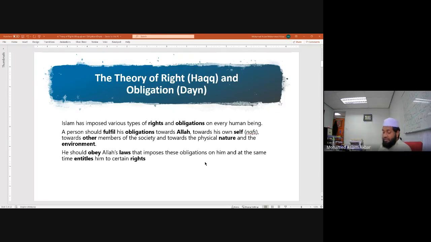We need to change our life, because we have to answer. So this is what we have here. It's called towards the physical nature and the environment. He should obey Allah's laws that impose these obligations on him, and at the same time entitle him to certain rights. So these are obligations that we have towards Allah, our own self, other members of the society, the family and wider society, and then the nature. At the same time, he should obey Allah subhanahu wa ta'ala's laws, and then there are also some entitlements, some rights that he can claim.